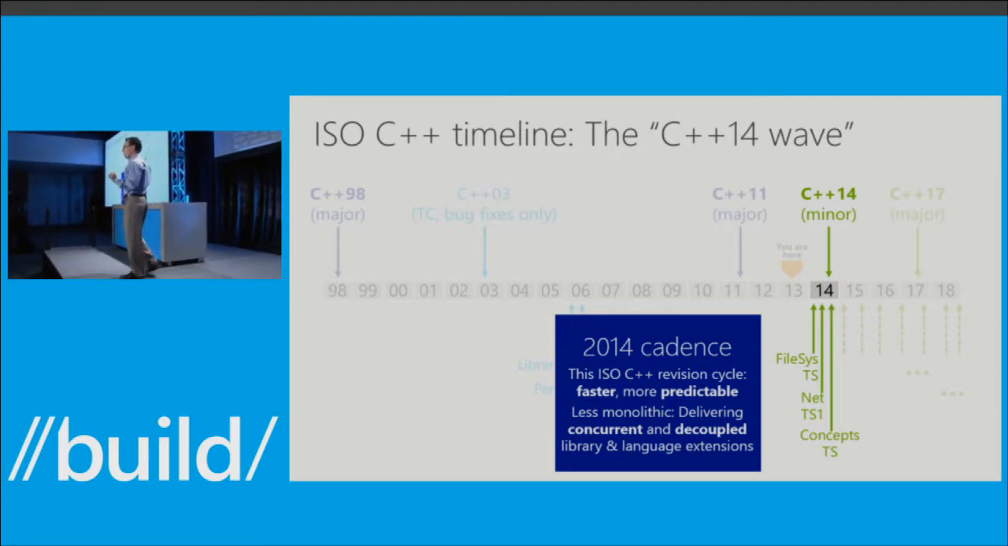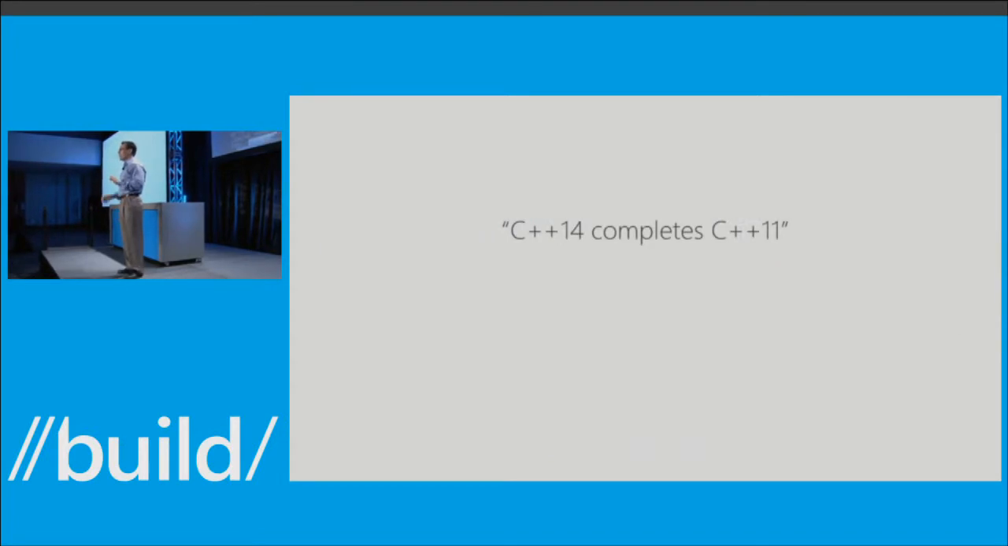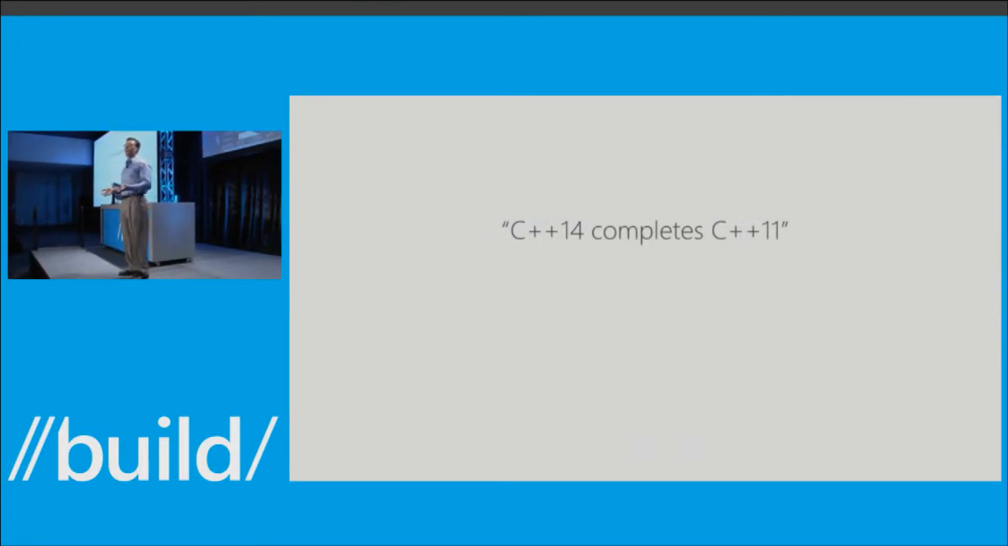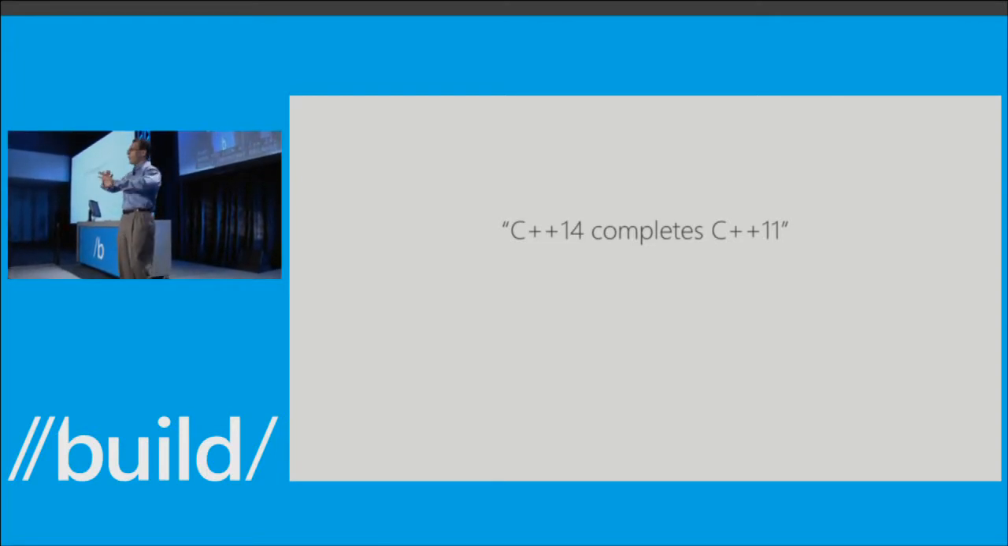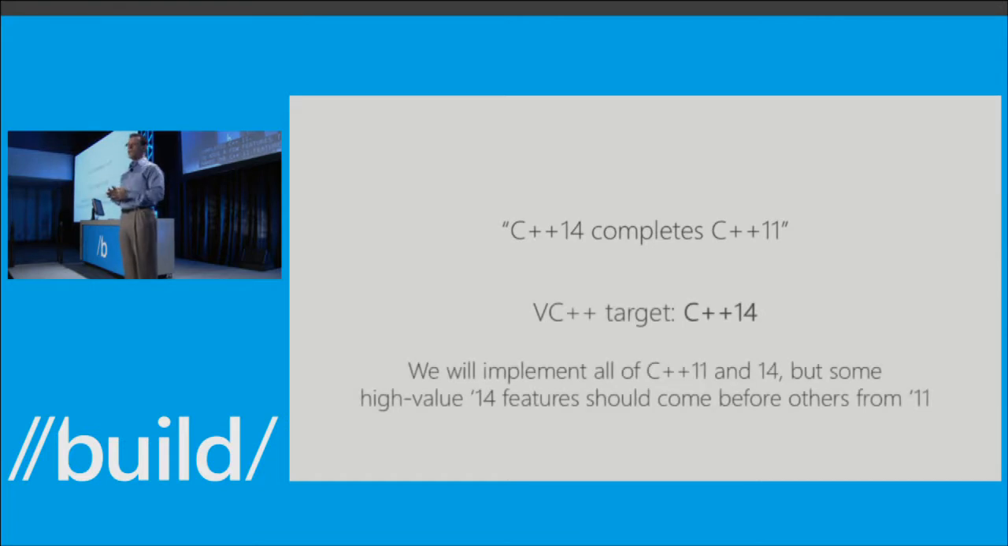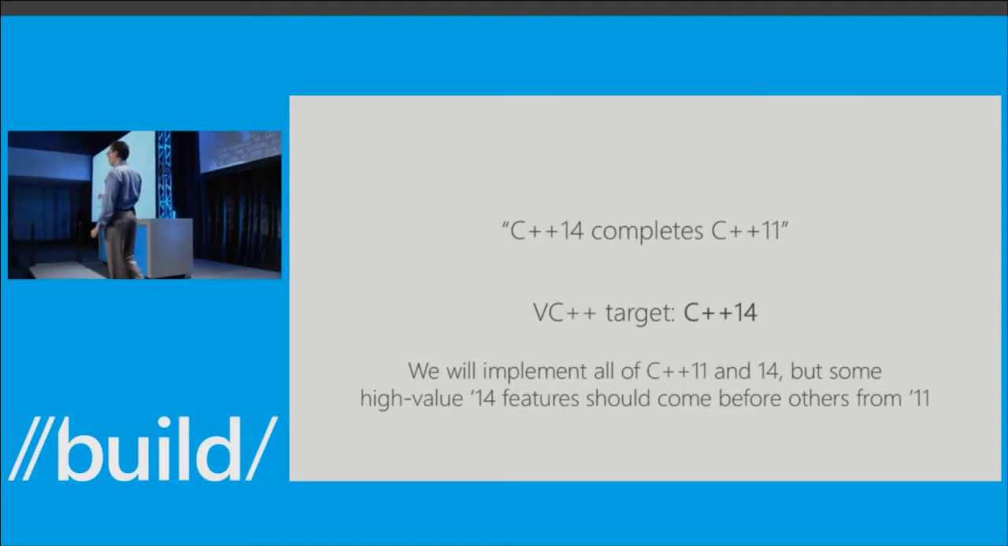When you look at C++14, it's really important because, as Bjarne and others have said, C++14 really completes C++11. It adds a few features that make the C++11 features more general and regular. They work everywhere. And because of that, when it comes to conformance, I'm pleased to say that as a team, the Visual C++ team, when we look at ISO C++ conformance, our goal is not to conform to C++11 only, but to conform to C++14.